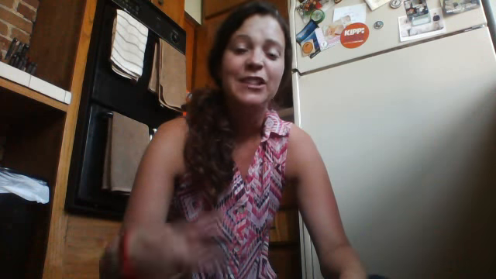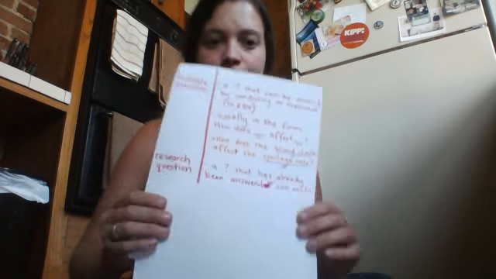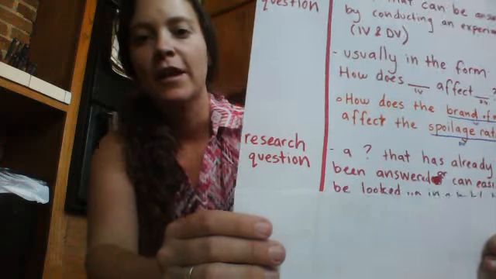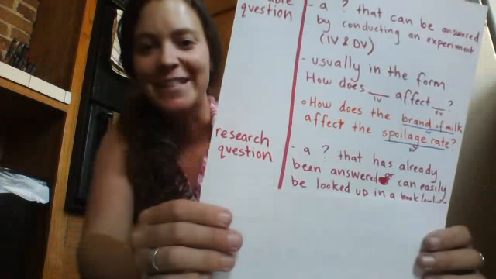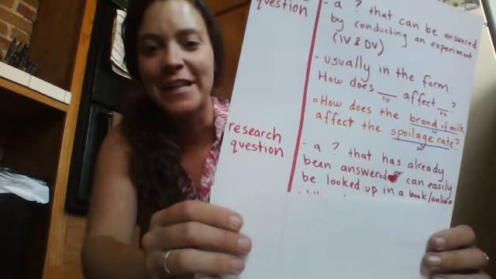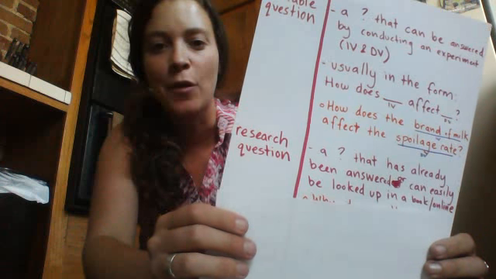If it's a question that would be better answered in a book or online, that's a research question. I can't answer those questions by testing it. In fact, that information already exists. I just have to look it up or research it. And that's our second vocab word for today. A research question is a question that has already been answered or can easily be looked up in a book or online.